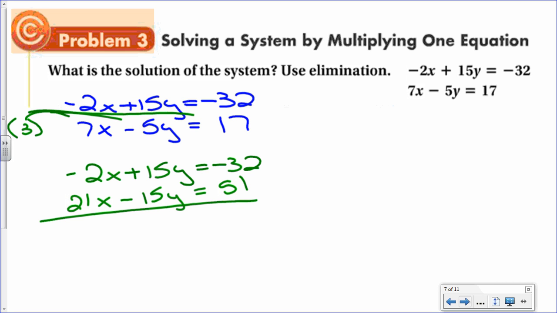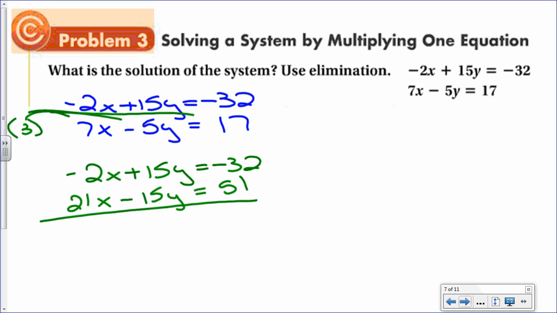Now you might ask, well, why didn't I work with the x's at the beginning? I could have, a number that negative 2 and 7 both go into is 14. I'd have to multiply the top by 7 and the bottom by negative 2, which would have been just a little bit more work, but definitely doable. All right, so let's get back to this bottom part here.